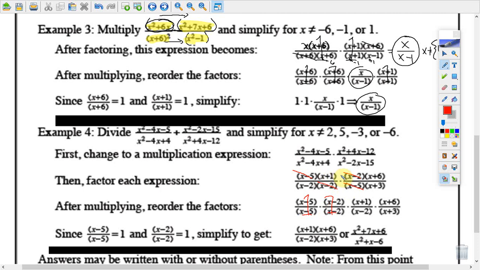x plus 1 times x plus 6 on top, and x minus 2 times x plus 3 on the bottom. I would just leave it like this, frankly, unless the problem specifically says to put it into general form and not factored form, in which case you'd multiply it back out and get that.